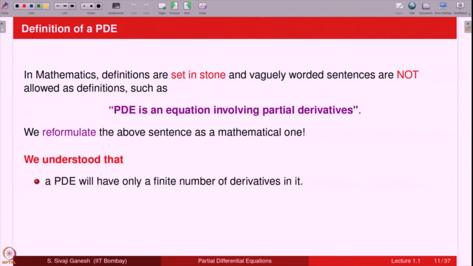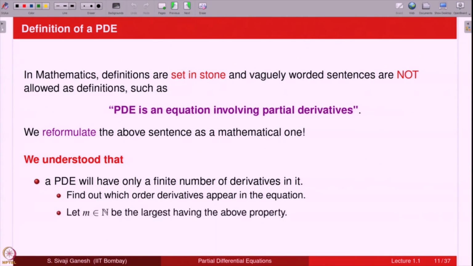So, we understood that a PDE will have only finitely many derivatives in it. Therefore, find out the order of the derivatives which appear in the equation: look at the equation, ask which derivatives appear, and let m be the largest having the above property. Being the largest, it will be unique, and that largest order of derivative which appears is called the order of the partial differential equation.